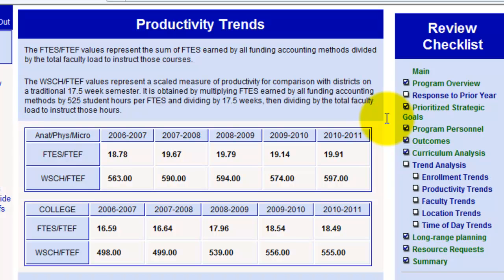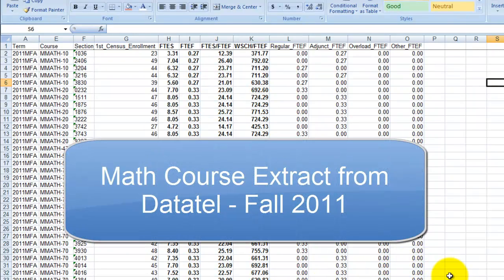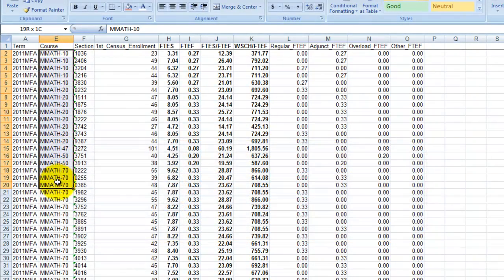Where do these numbers come from? So what I'm going to do is pop over here to Excel and show you a couple of extracts. Okay, so here is the extract of some math classes. If you look over here, we've got Math 10, Math 20, through Math 70, and it goes on down the line. These are all out of fall 2011.